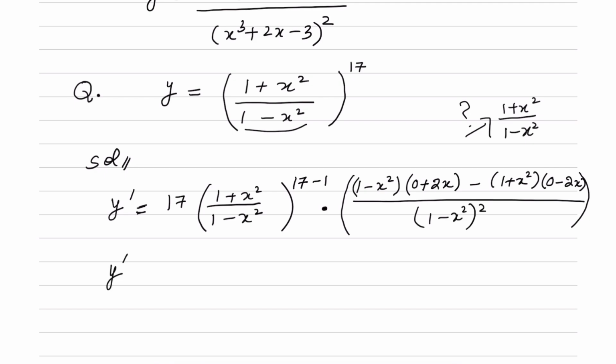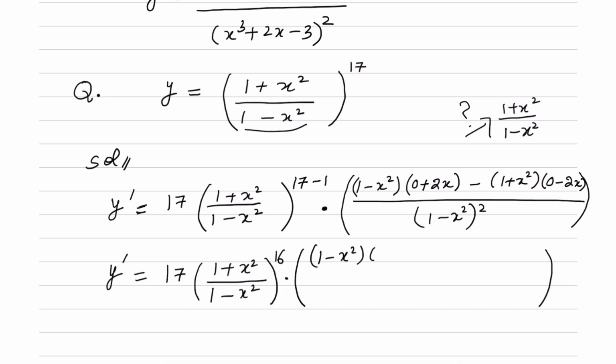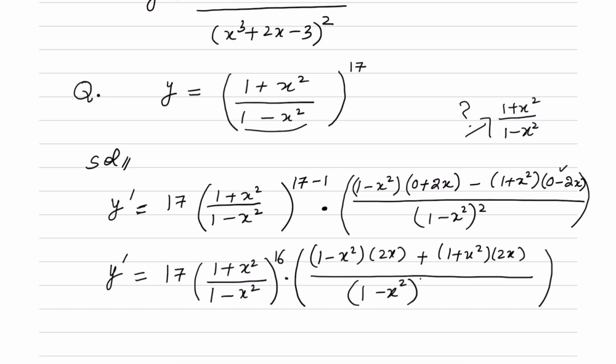We can simplify this expression as y dash equal to 17 into (1 plus x square) whole divided by (1 minus x square), power 17 minus 1, 16, multiplied by (1 minus x square) into 2x minus, and this minus becomes plus, (1 plus x square) into 2x, whole divided by (1 minus x square) whole power square.